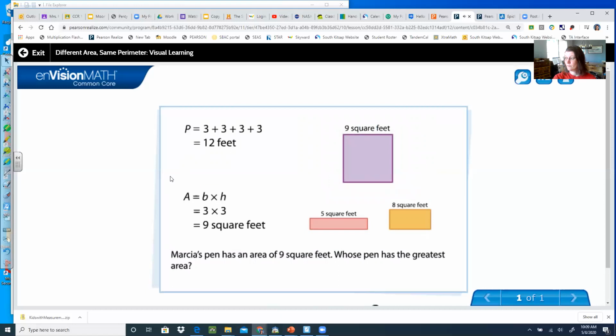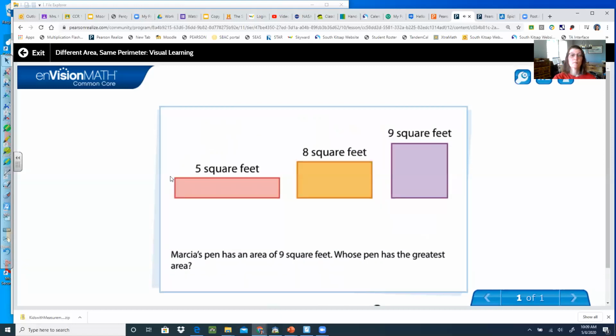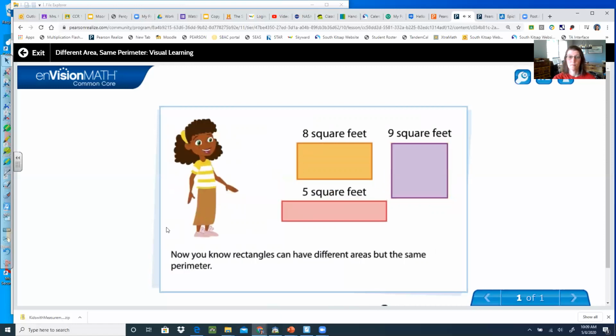Whose pen has the greatest area? Marcia's pen has the greatest area, 9 square feet. Now you know rectangles can have different areas, but the same perimeter.